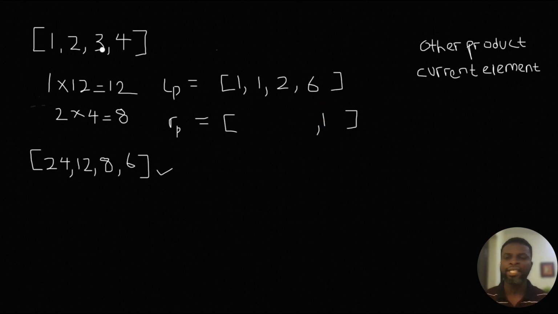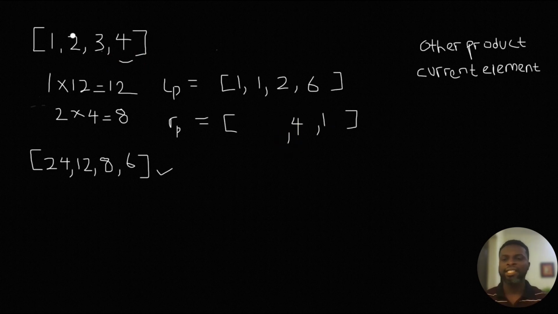Now I'll go to the next element before it, which is 3. Now the right product for 3 is the right product of 4 times 4. The right product of 4 is 1 times 4 gives 4.